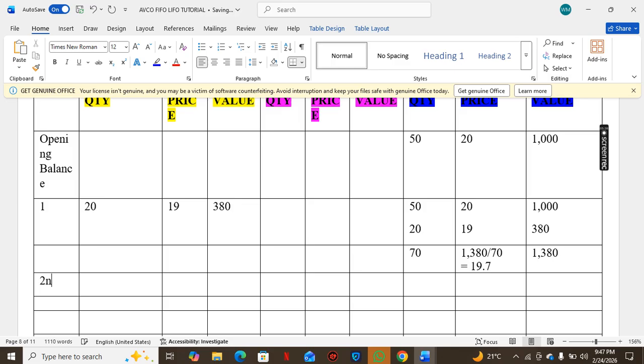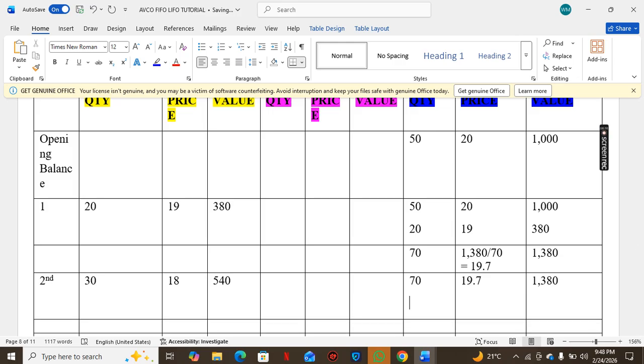That was the second of the month. 30 units, 18 kwacha. 30 times 18 is 540. Who said 340? Yes. So we have 70 goods valued at 19.7. Then we brought in 30 goods valued at 18.